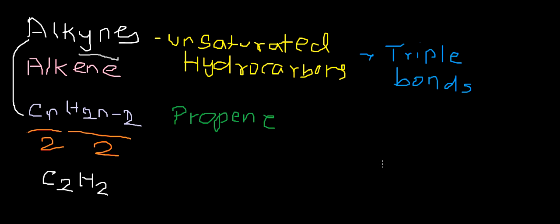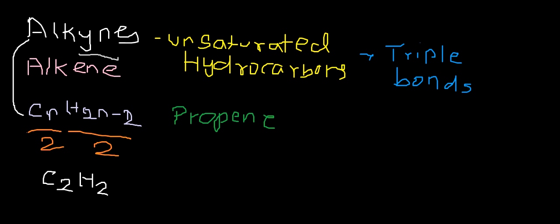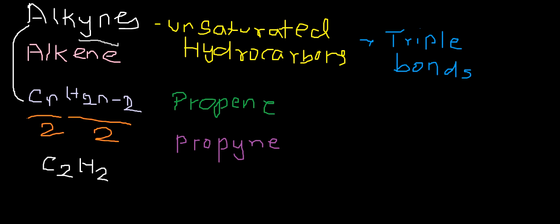Now let's clear it up with an example. So I have here propyne, actually not propene. So I have propyne. Again, don't get confused between propene and propyne. Propene is an alkene and propyne is an alkyne. It sounds very similar. Understand? So propyne. Now you might pause the video and guess the formula for propyne.